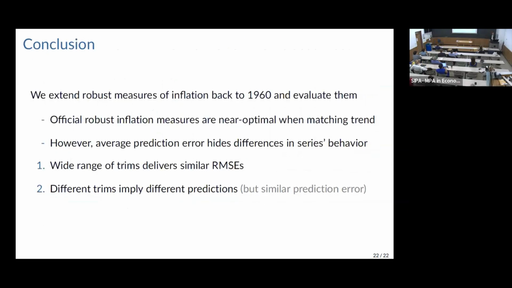Okay, to conclude, we have done something very simple. Let's come back to the 60s, extended back robust measures of inflation. I've shown you that official robust measures are sort of optimal at matching trend, but there's something hidden in terms of the average prediction. A wide range of trims actually deliver similar errors with very different implications for the prediction.